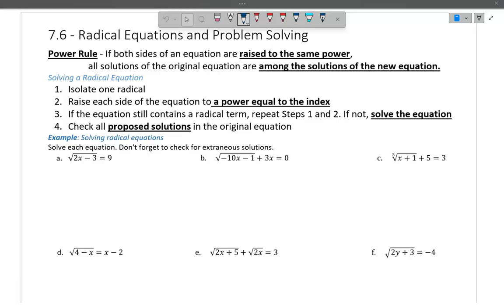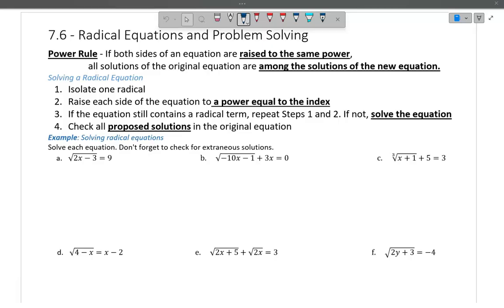So generally we're going to follow this four-step process, where the first thing we do is isolate a radical. If we have a radical in our equation, we get it by itself. If we have more than one radical, we pick one of the radicals to isolate. Then we'll raise each side of the equation to a power equal to whatever the index is. If it's a square root radical, we'll raise it to the second power. If it's a cube root radical, we'll raise it to the third, and so on.